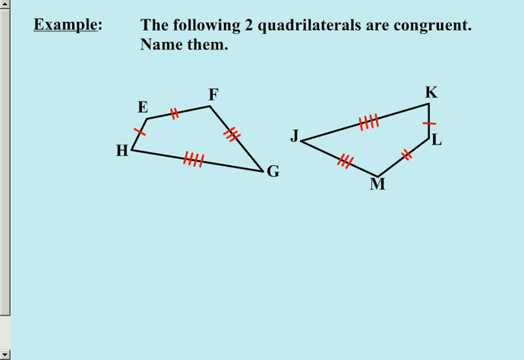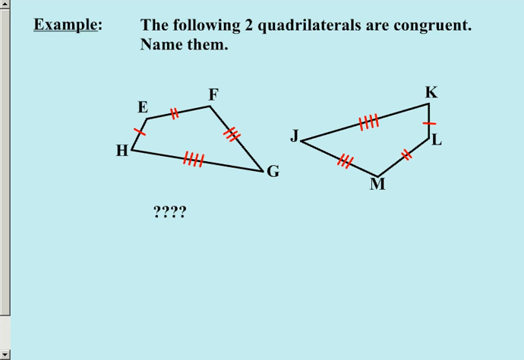Well, it's a good thing that they told us that they were congruent, because we don't have enough information to decide that they are congruent on their own. We do not have the information regarding the angle measurements for these figures. So we wouldn't be able to tell that they are congruent, but the problem said so. The goal of this problem is for us to name these congruent polygons.